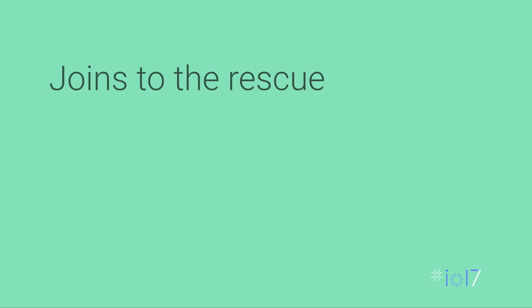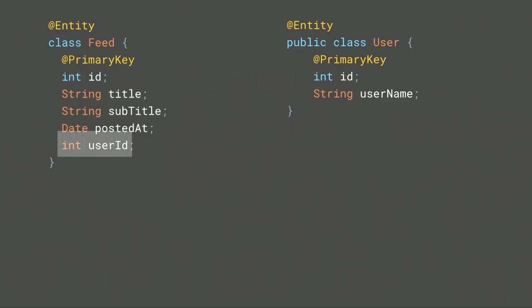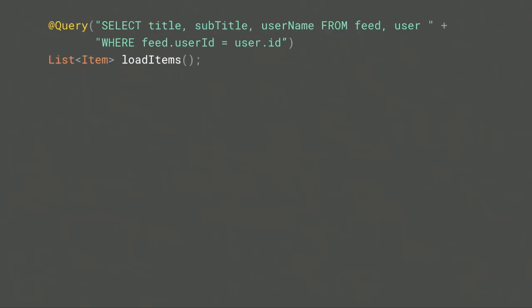So how do we solve this problem with Room? Previously we said SQLite is a relational database, right? We should just take advantage of it. We just keep the user ID. We know the feed has a user ID, just keep it. And now we can write a query that says, I want title, subtitle, and username, and join these two tables on this constraint. This is already a solved problem in SQLite land. Why don't we just embrace it?